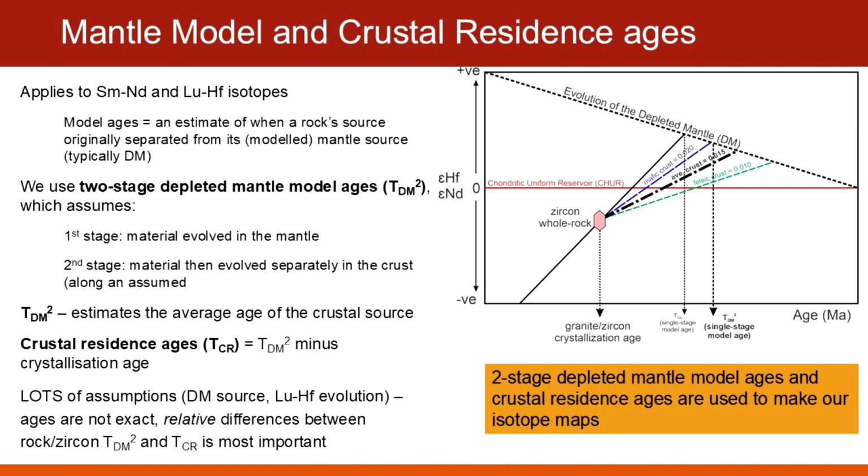So we use two-stage depleted mantle model ages because they're better, in that they're not as influenced by the depleted mantle age. The single-stage model age gives us the ages at which that material was extracted from the mantle and then sat in the crust and evolved along one of these various paths here. And we also use crustal residence ages to make our pretty isotope maps.